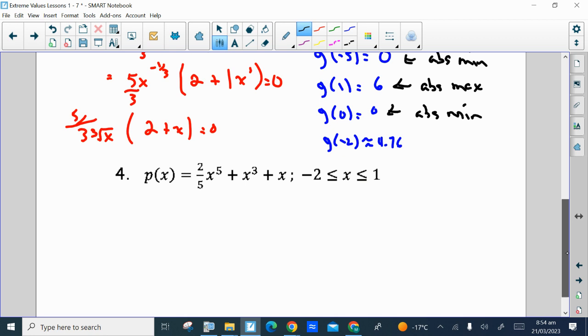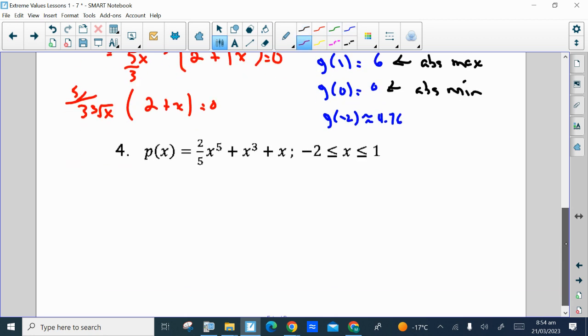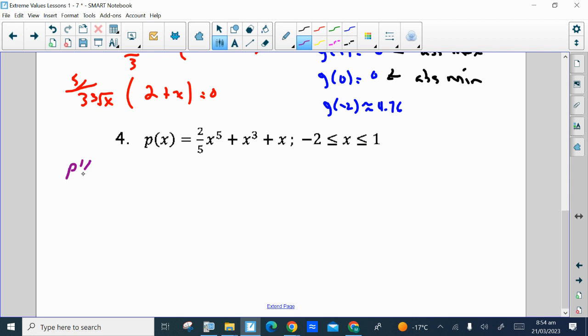And for number 4, again, we start by differentiating. So p prime x will equal, when you multiply the 5 by the 2/5, the 5's cancel, and you'll get 2x to the 4th plus 3x cubed plus 1. Yes, 3x squared.